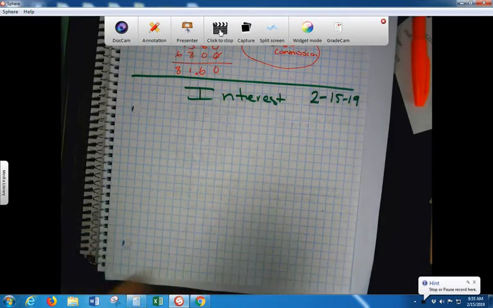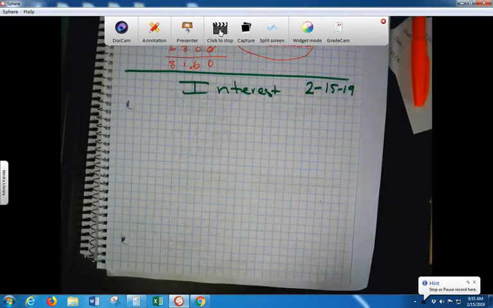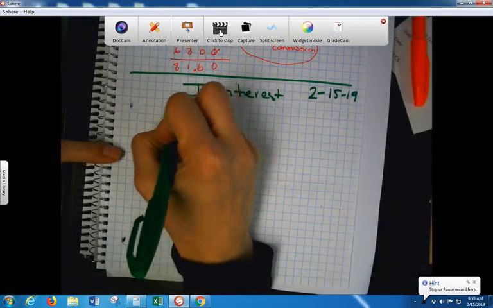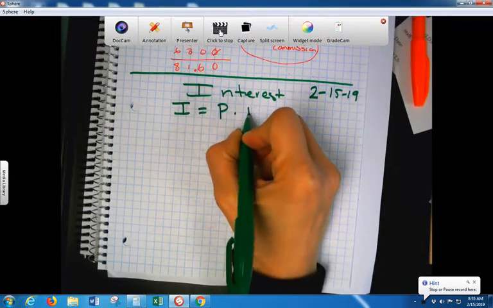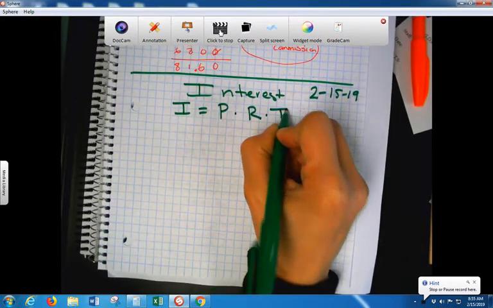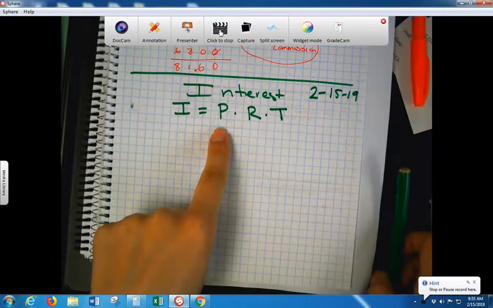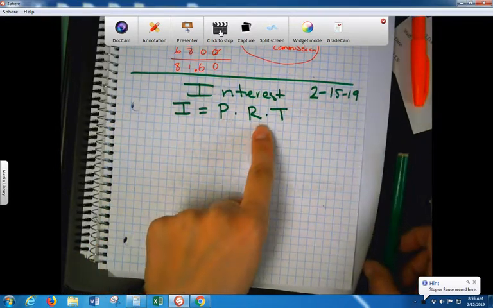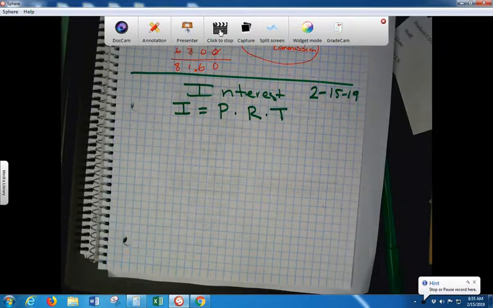Interest. To find interest, there's a formula. Interest I is equal to P R T. Principal, rate, and time.